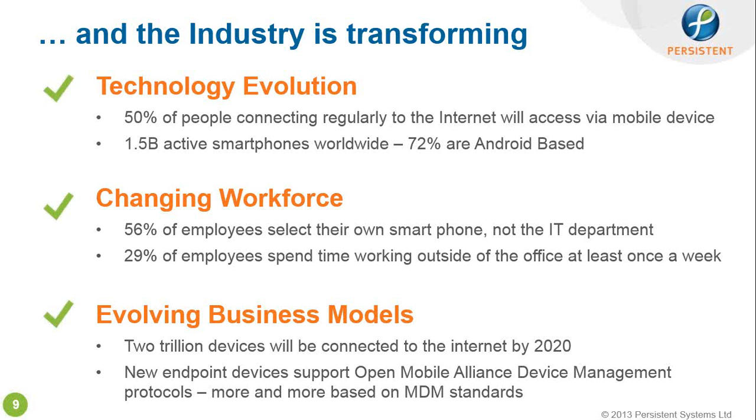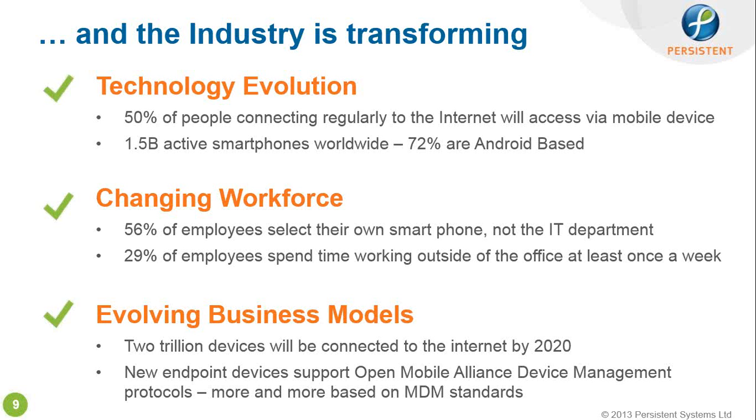It's estimated that 29% of employees spend time working outside of the office at least once a week. Again, what does that mean? That means that they expect to have connectivity to the internet and the intranet. They demand connectivity to their corporate applications, and they want to have a seamless experience as if they were still working inside the office, again, putting more pressure on us as IT departments.